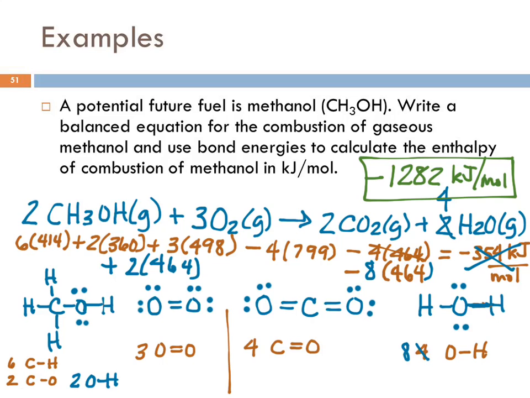Can you put that number in context? Minus 1282 kilojoules per mole is a fairly high enthalpy of reaction. What does it mean? It means that when you burn methanol, it gives off energy, quite a bit of heat to the surroundings. So it's negative, it's exothermic.